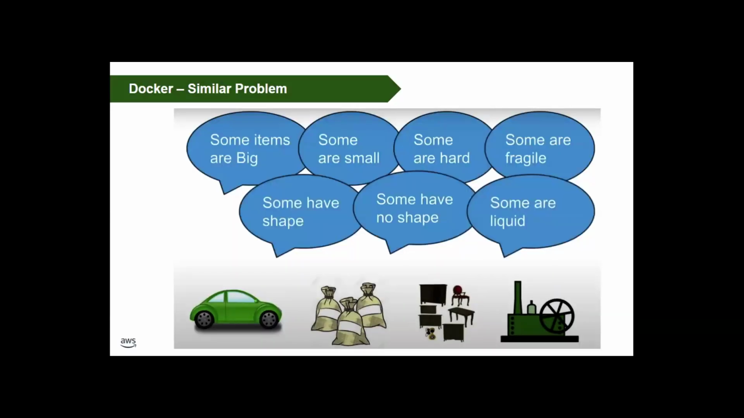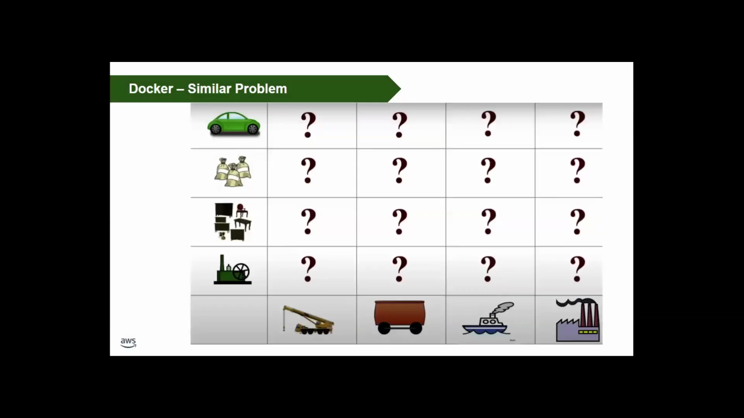Some items might be big, some small, some hard, some liquid, some with no shape, some with shape. All these things are there. Now the same kind of problem we are facing there. The shipping industry is also facing that. I want to send these parcels properly, send these items properly to the destination location without getting damaged. So how can I ship this? What is the solution?